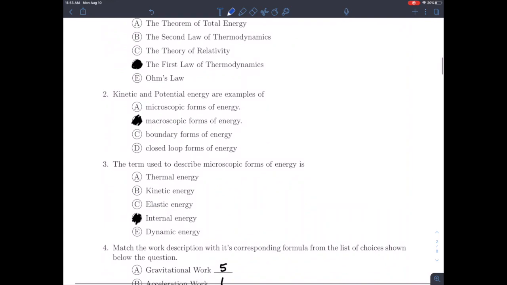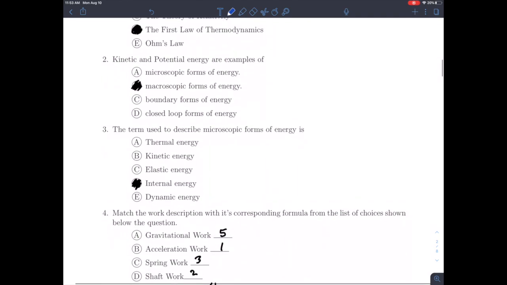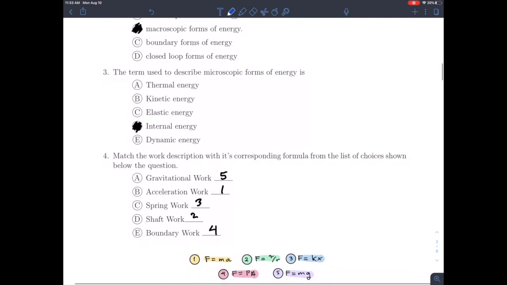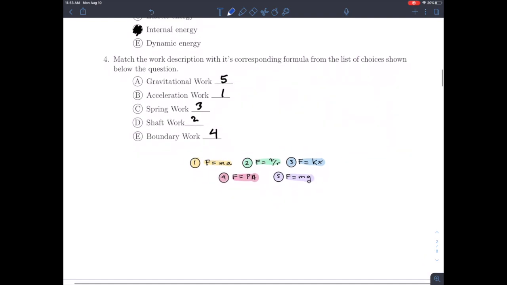Kinetic and potential energy are examples of macroscopic forms of energy. Microscopic forms of energy, that would be internal energy. And then here's the answer for the matching. You take the formula and match it up to the appropriate description. So I think that's straightforward.